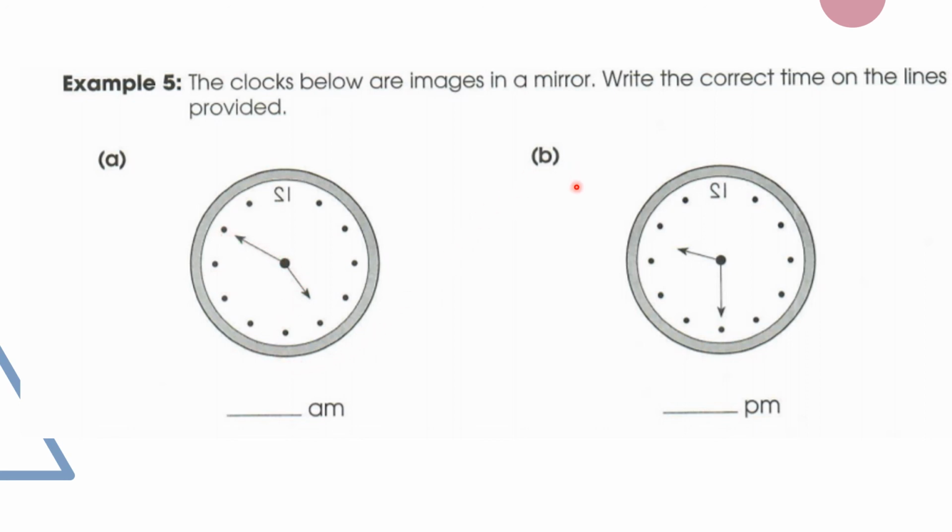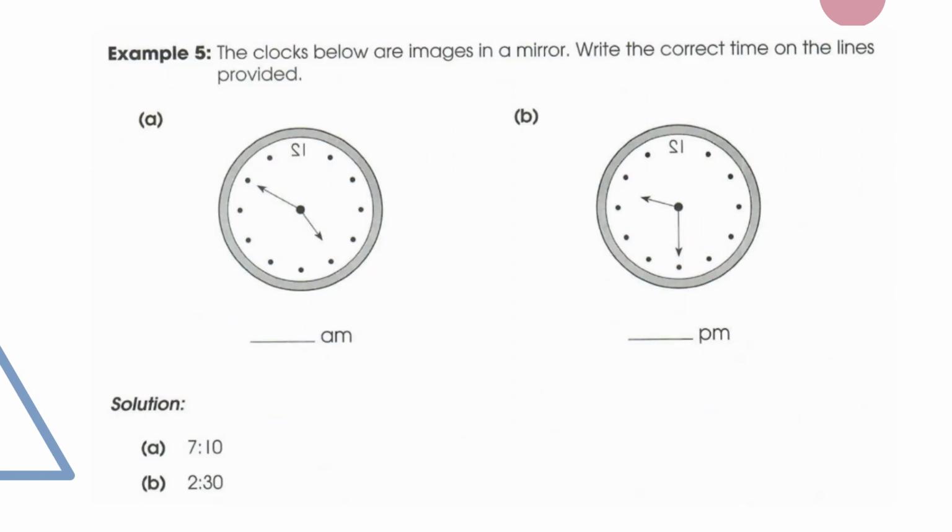In B, we would also count counterclockwise. So 1, 2, 3. The hour hand is pointing in between 2 and 3, and it is in the 2 number space. So the hour is 2, and the minute hand is pointing at 30. So it's 2:30 p.m. And for a recap, our answers are 7:10 a.m. and for B, it is 2:30 p.m.